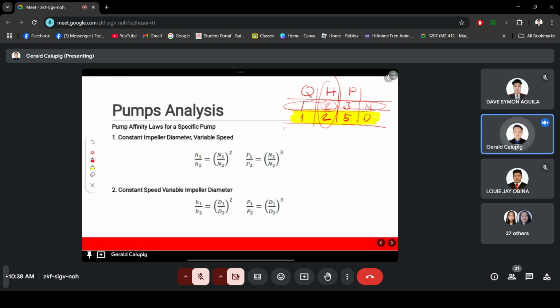If it is power, we can have P1 over P2 is equal to N1 over N2 cubed, right? What about Q? What happens is Q1 over Q2 is equal to N1 over N2. Same proportion, right? Okay.